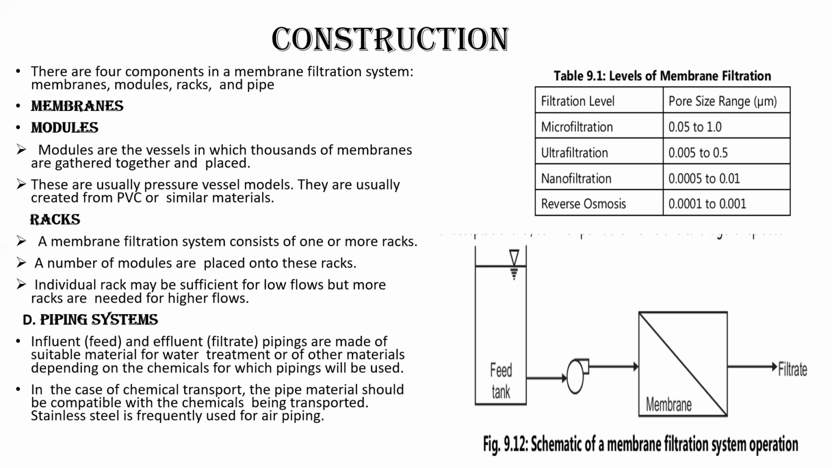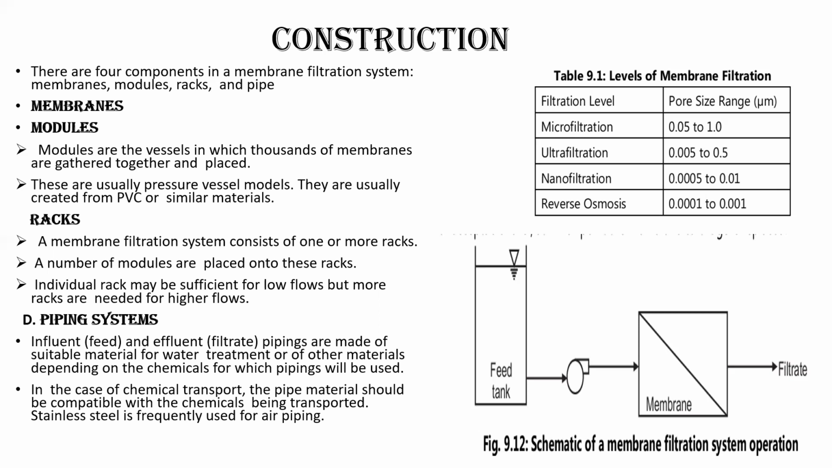So a membrane filtration system has one or more racks. A number of modules are placed on each rack. So the first point: in a membrane filtration system there are four types of membranes. These membranes are gathered into modules or vessels, and a number of modules are placed into the rack.